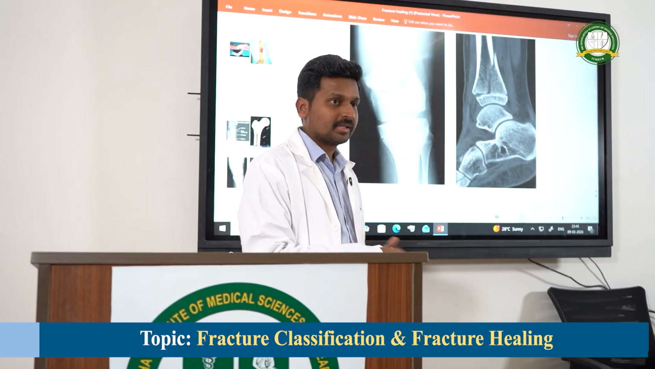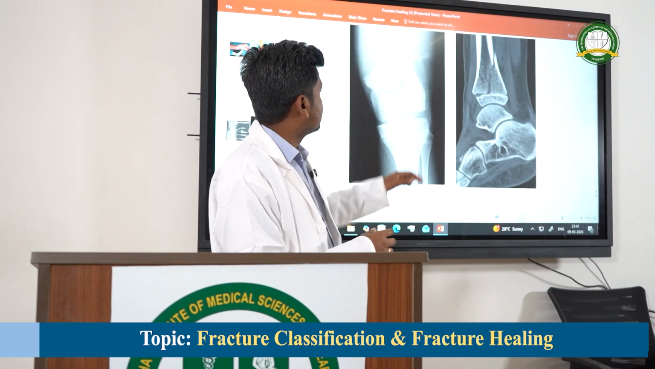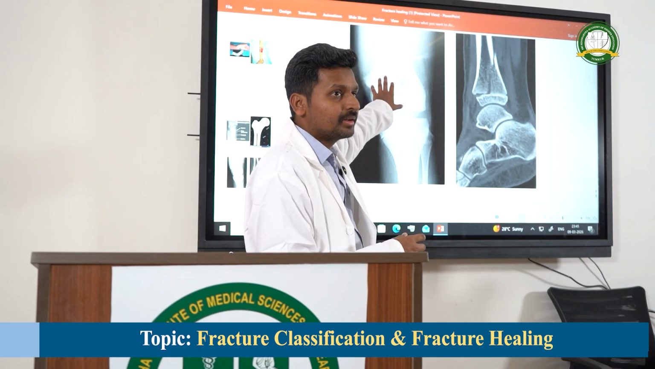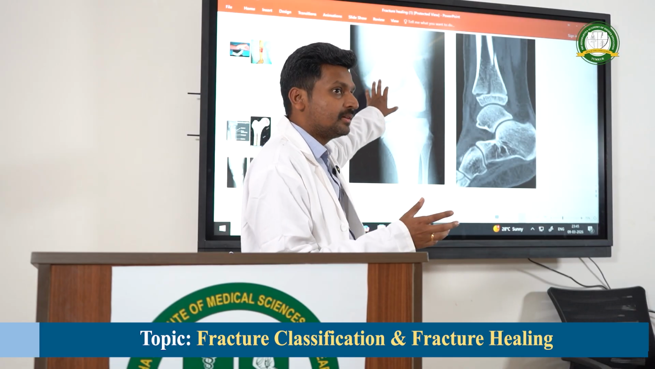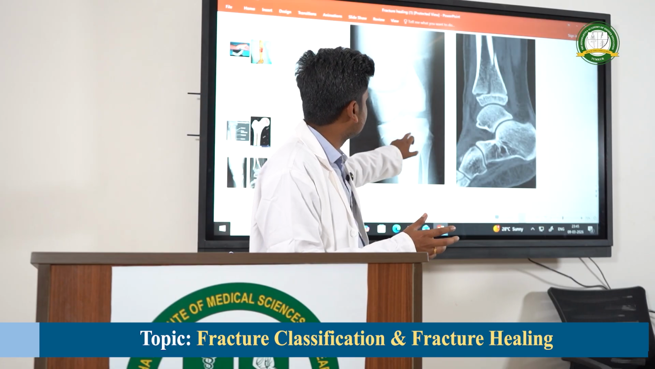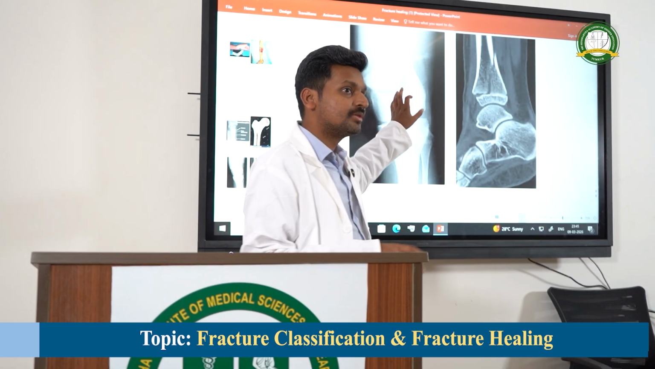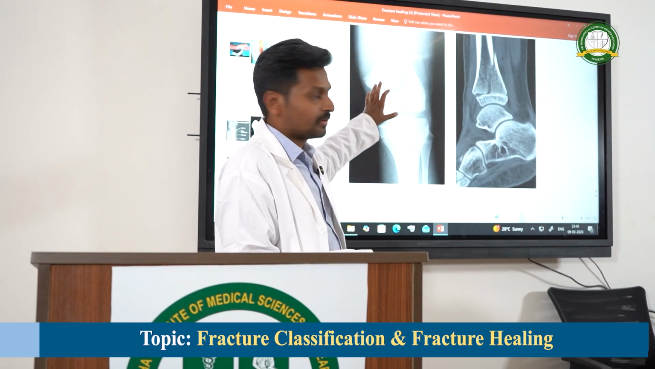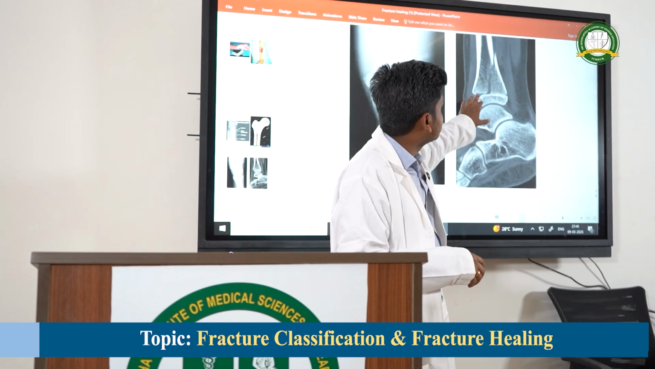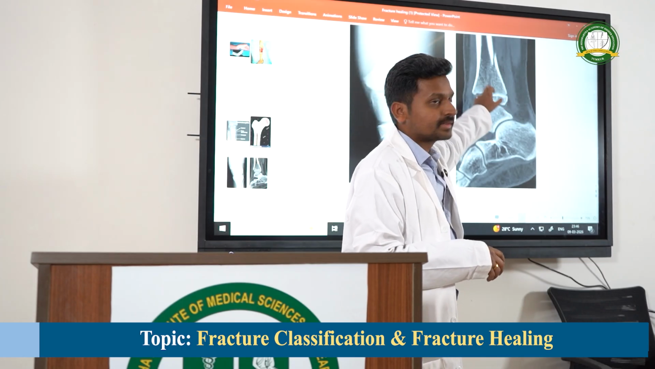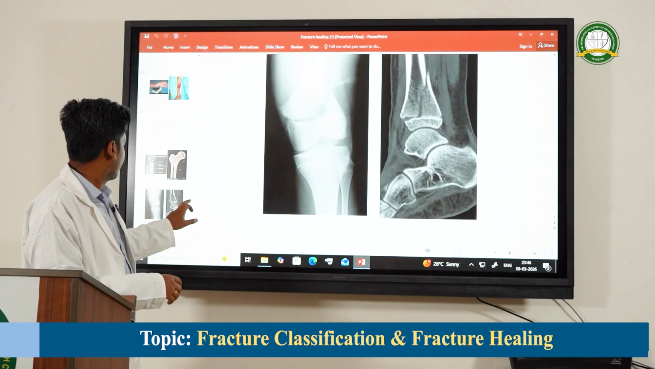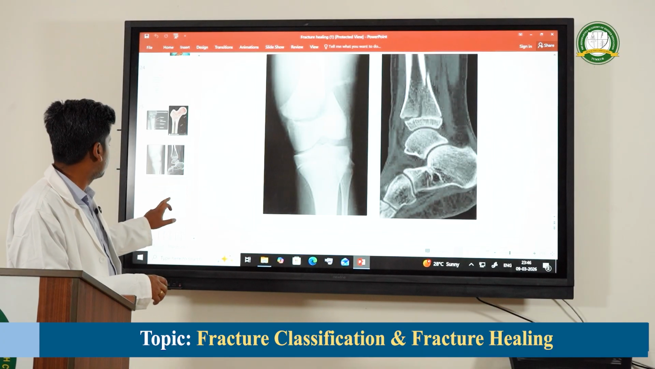And these are a few examples where there is a fracture around the metaphysis of the distal femur in a pediatric age group. How would you say it is a pediatric age group? The physis is not yet closed. So the bones are still growing and the physis are not yet fused. And this is a fracture in the metaphyseal region of the distal tibia in a pediatric age group.